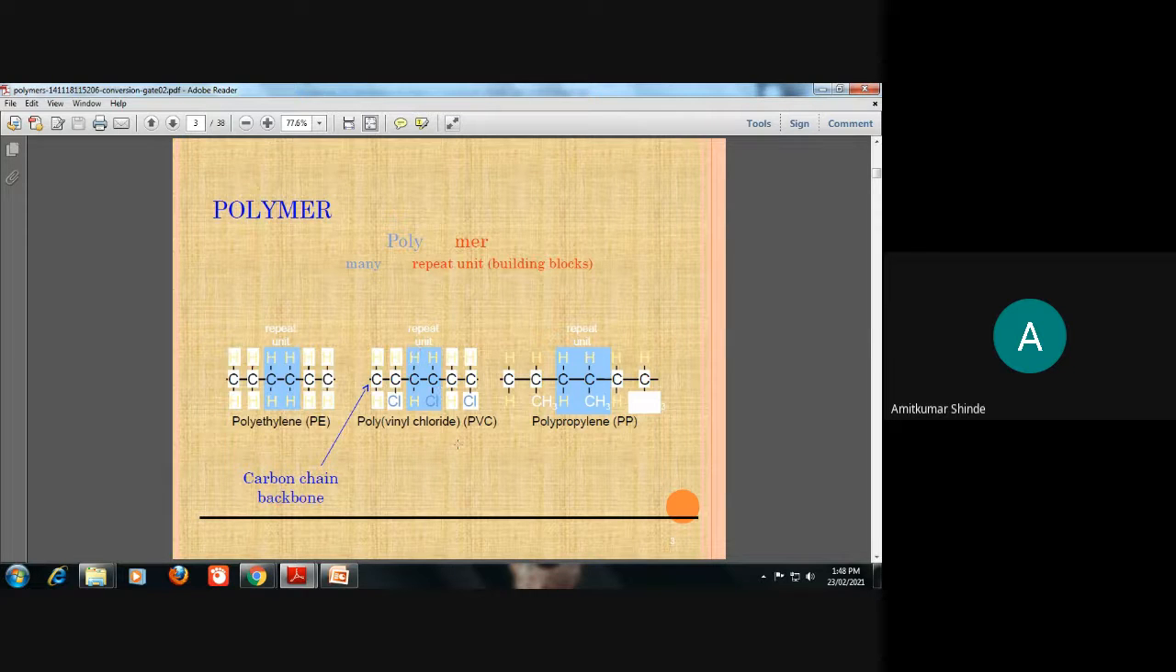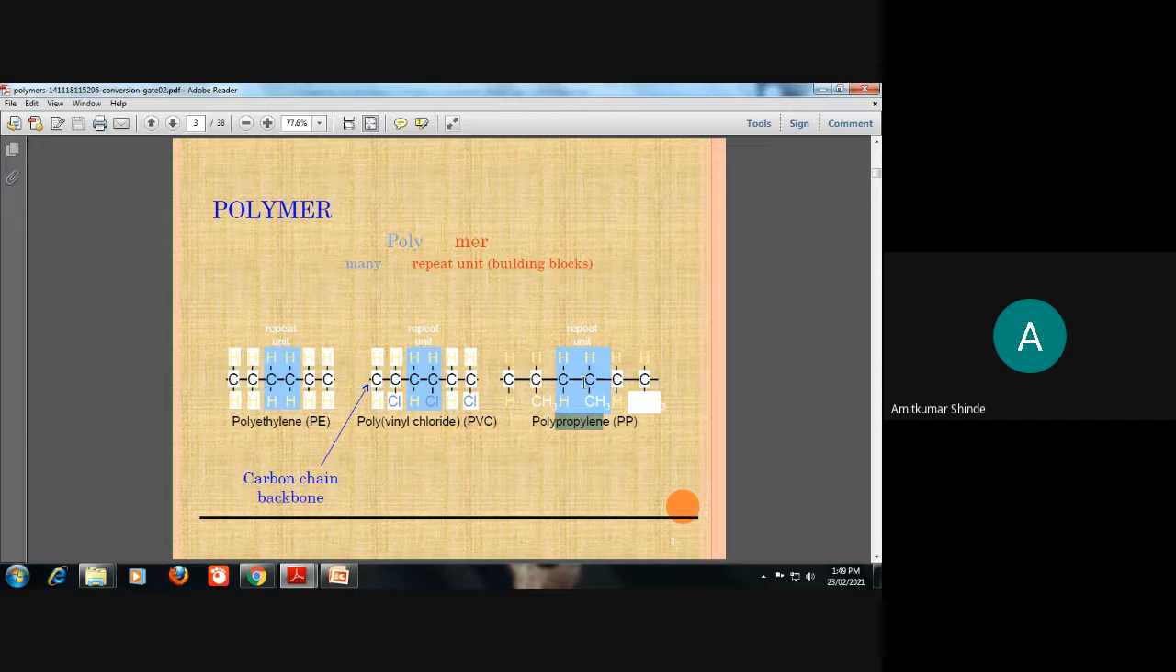Then you can move towards the next example here. Polypropylene. In this polypropylene, you can see the propylene indicated by this blue shade. Two carbon atoms. One carbon atom is joined to two hydrogen atoms, and one carbon atom is attached to hydrogen and, I think, CH3. This is the methyl group. Now this combined repeating unit will be termed as propylene.